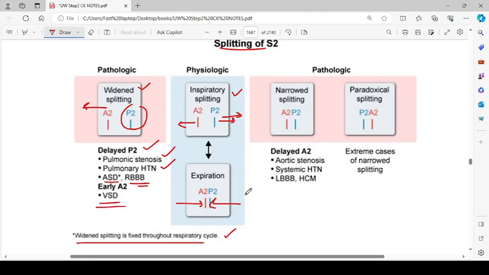Okay, because in the ventricular septal defect, the blood that was supposed to enter the aorta, a fraction of that is going from the left ventricle to the right ventricle, and thus the aortic valve is closing sooner. So that is creating a widened splitting.